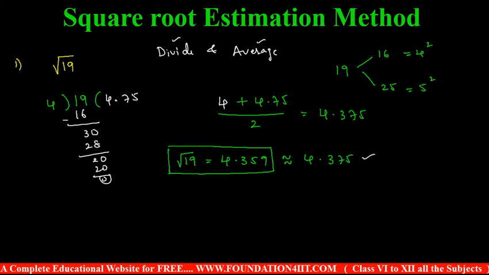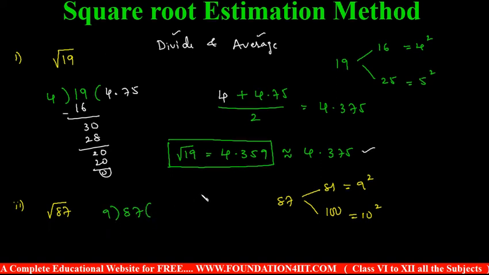Let's take one more example. Okay, square root of 87. Let me take a bigger number and apply the divide and average rule. If you notice, the perfect square nearest to 87 is 81, right? Because 87 lies between 81 and 100, since this is 9 squared and this is 10 squared. So what should we do? We should divide by 9. Now take 87 divided by 9. Let us see how much difference you get between these both.